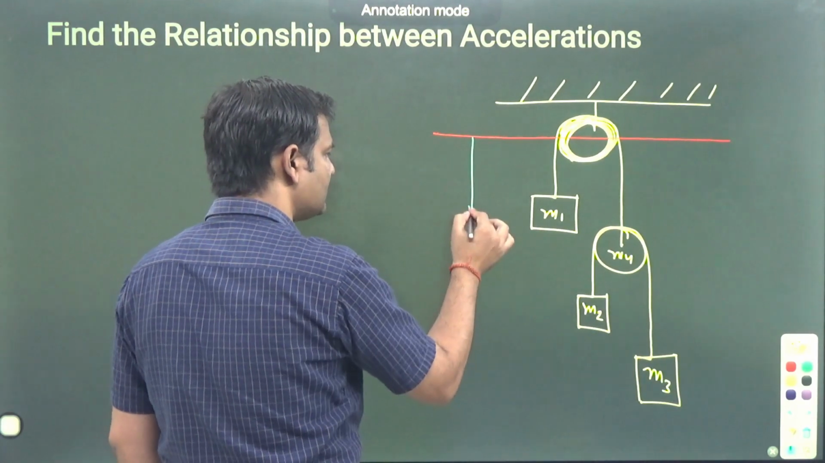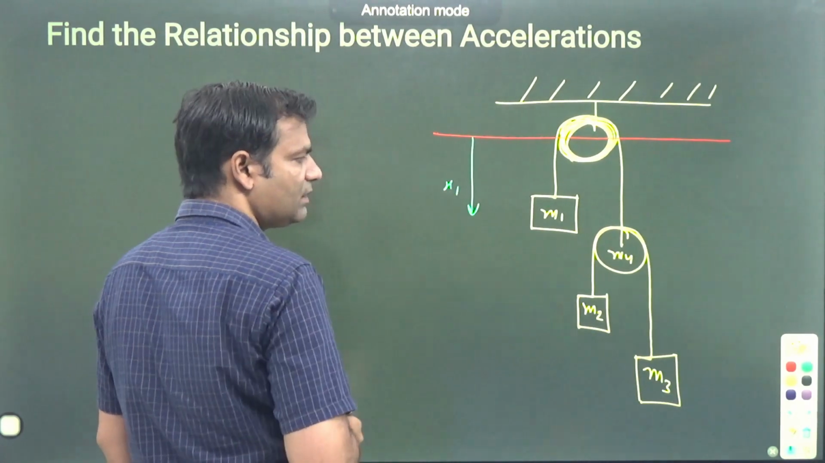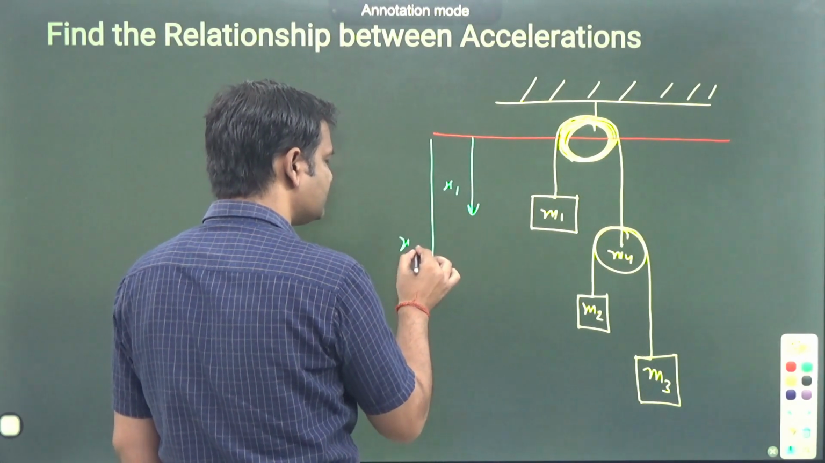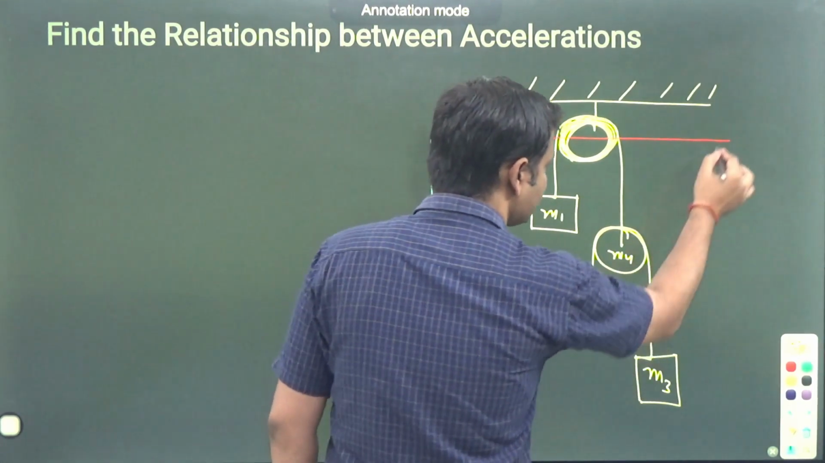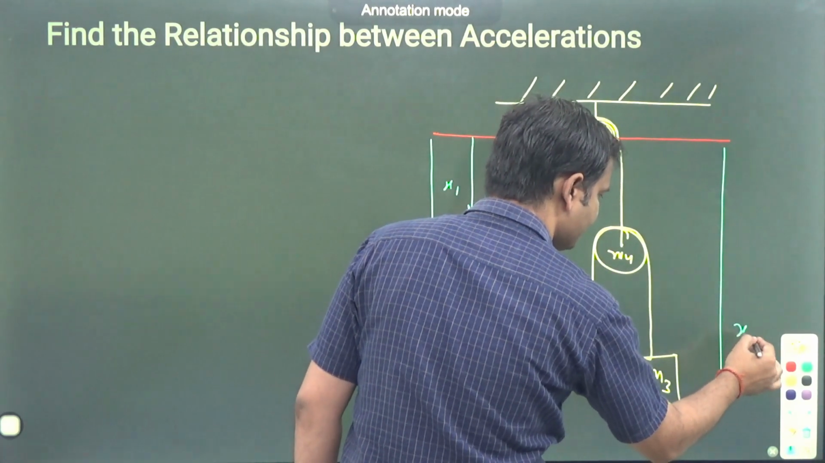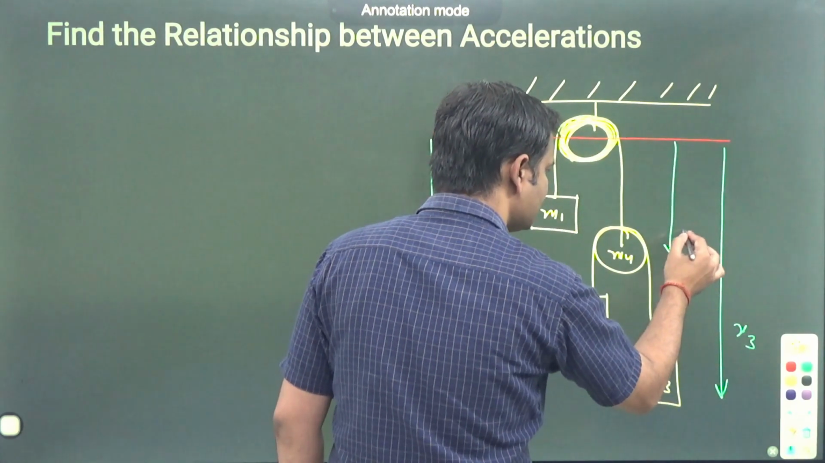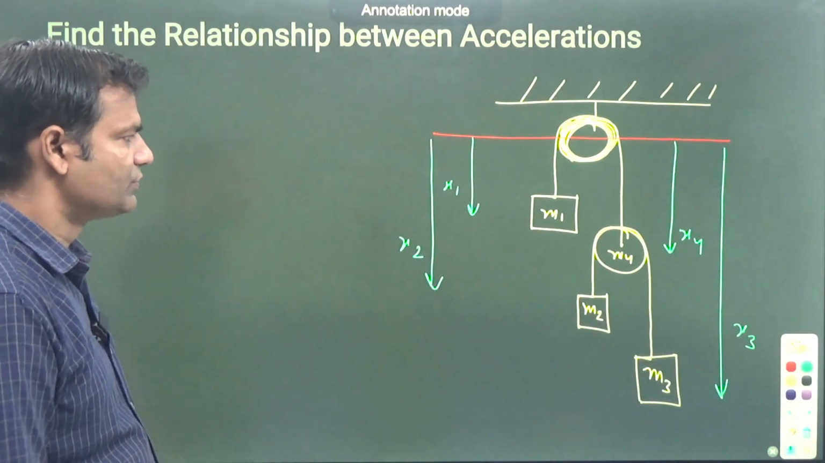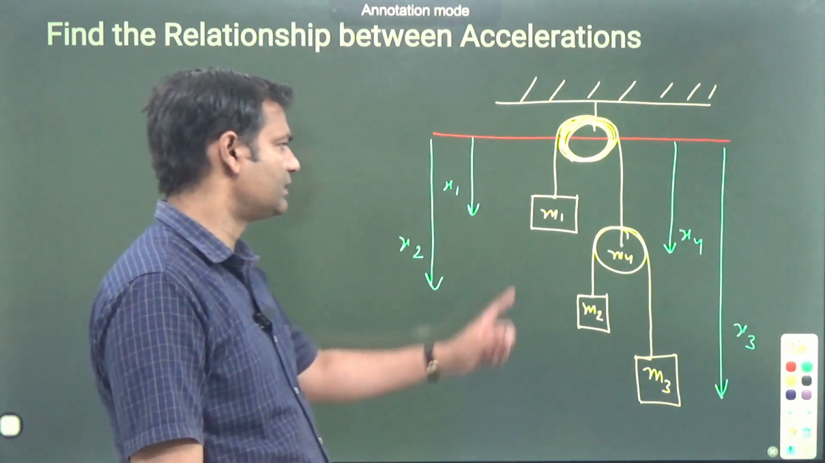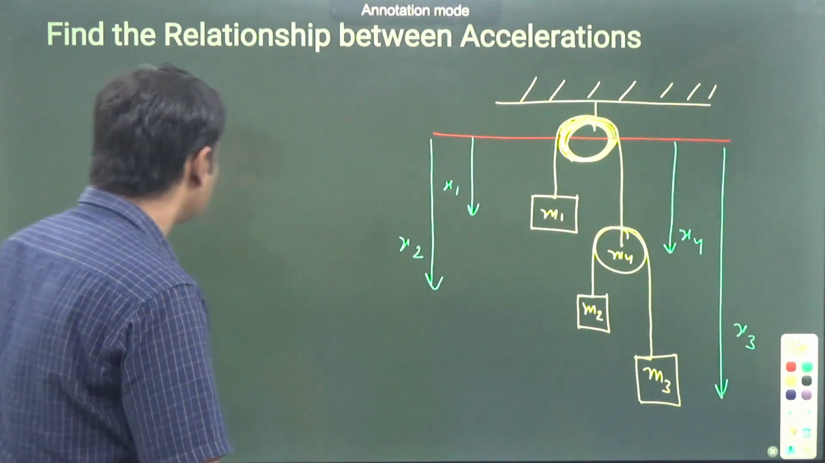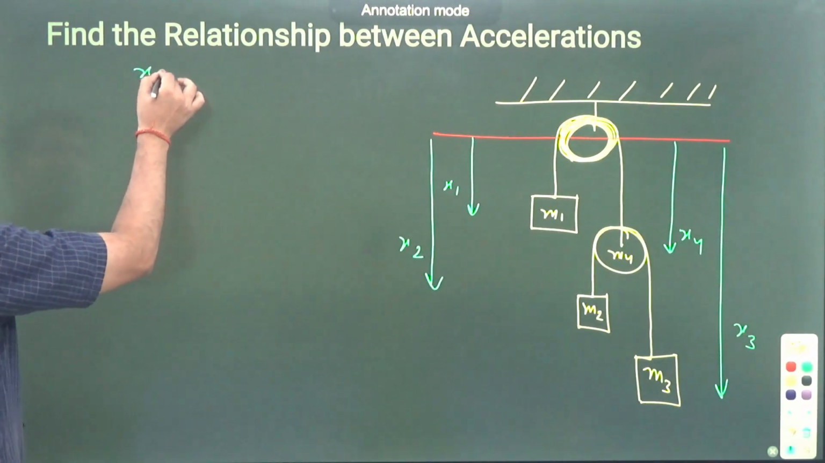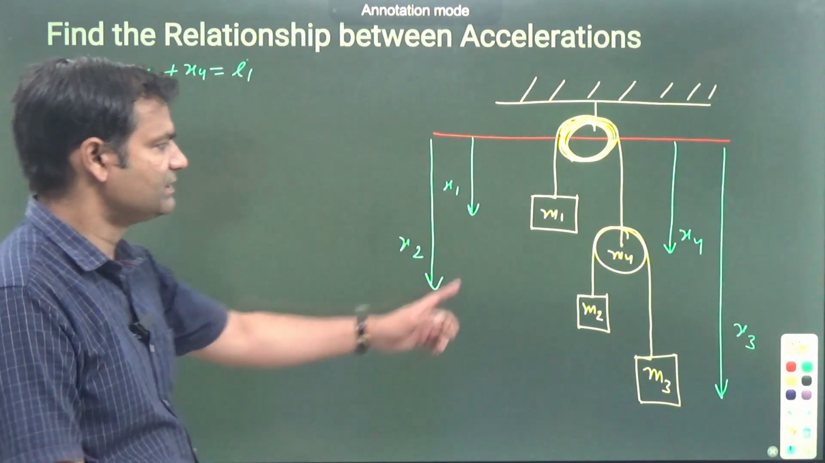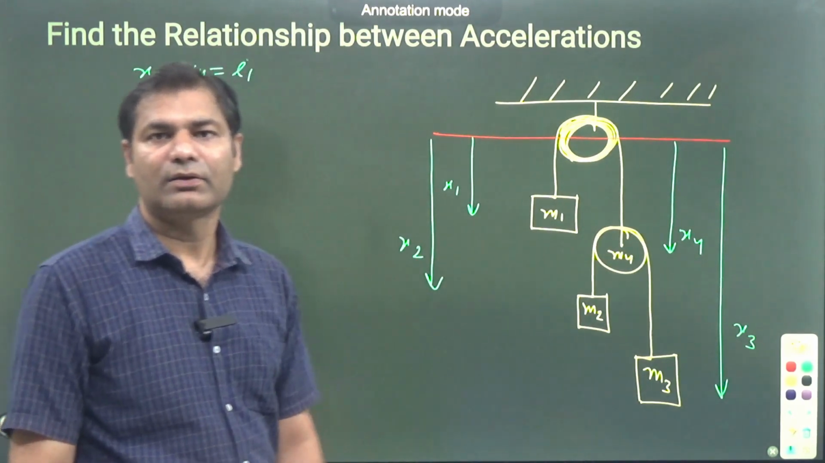this one is x1, that one is x2, that one is x3 and that one is x4. Clear or not? So x1 plus x4 equals L1, the length of this string. Clear or not?